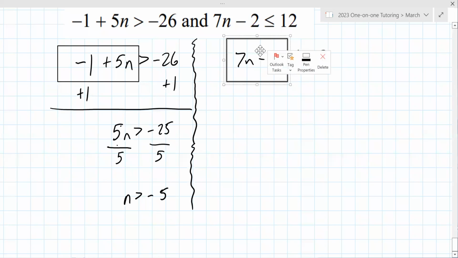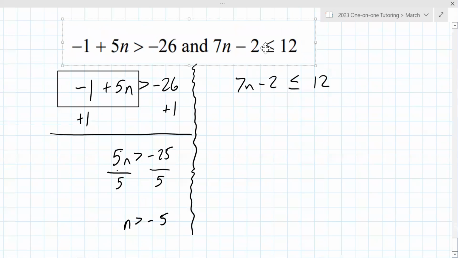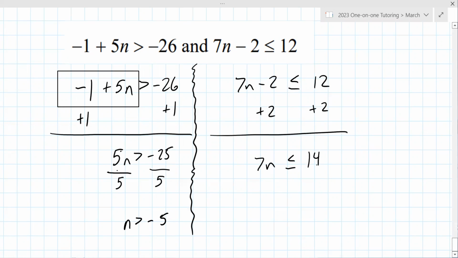You say, all right, I got to get rid of this -2. I got to get rid of this multiplication by 7. So add 2 to both sides. 7n less than or equal to 14. Is that okay? Mhm. Now you're going to divide by 7. n is less than or equal to 2.